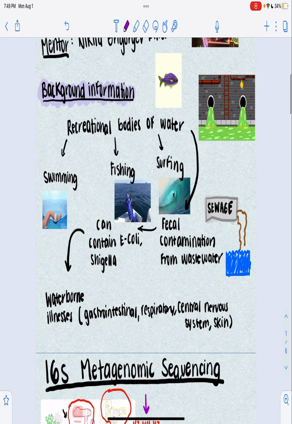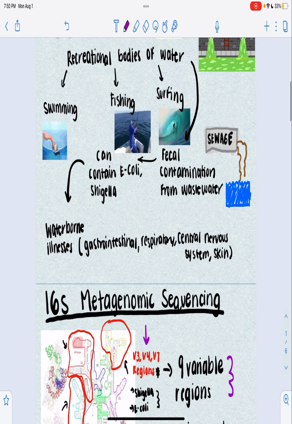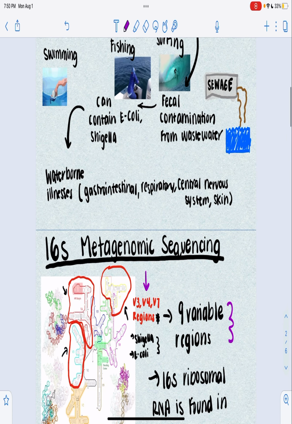My research involves the identification of specific types of bacteria and prokaryotes in bodies of water that are used for things like swimming, fishing, and surfing that might have been contaminated from sewage or wastewater. This is important because a lot of the time when the water is contaminated, this can lead to the presence of E. coli and Shigella, which are types of bacteria that can cause serious waterborne illnesses that affect your central nervous system, your skin, respiratory system, and etc.